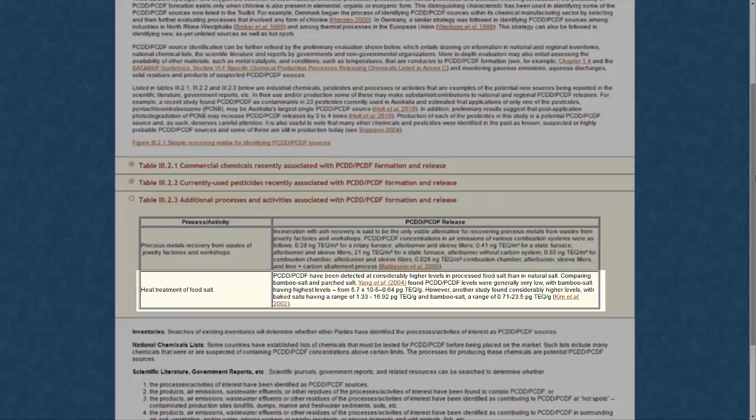Dioxins have also been found in processed food salt, bamboo salt, and parched salt. The dioxin levels varied according to the fuel used for baking the salt. In short, certain salt processing facilities are dioxin sources comparable at least to household heating and cooking with biomass in Source Category 3.